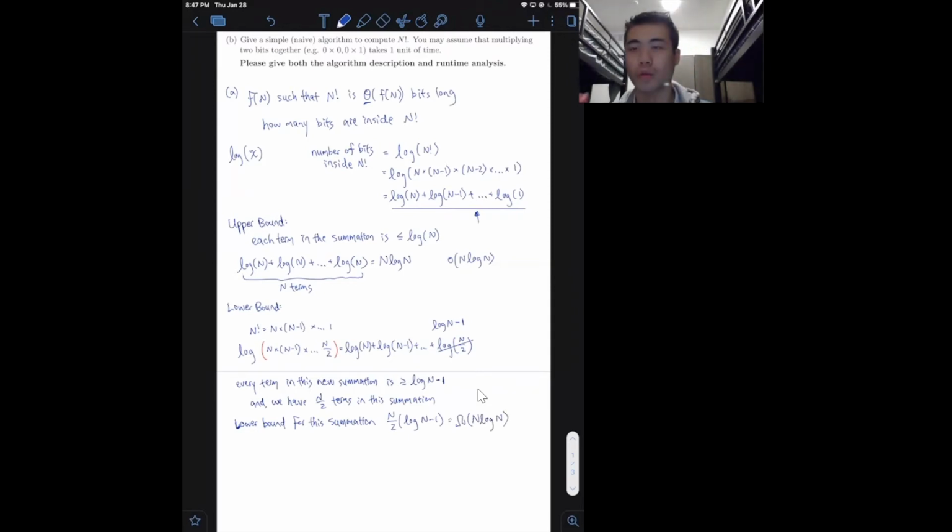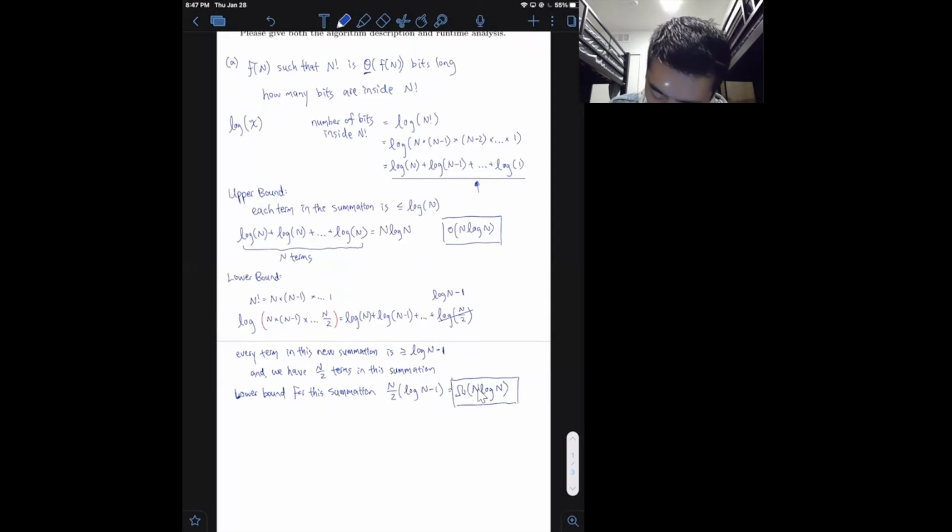And the reason is because you're going to drop constant factors in orders of growth. Okay, so now let's see what we've come to here. We have big O of n log n, and we also have big omega of n log n. So since we've shown that both the upper and lower bound are n log n, the overall number of bits is theta of n log n. And that's the answer to part A.